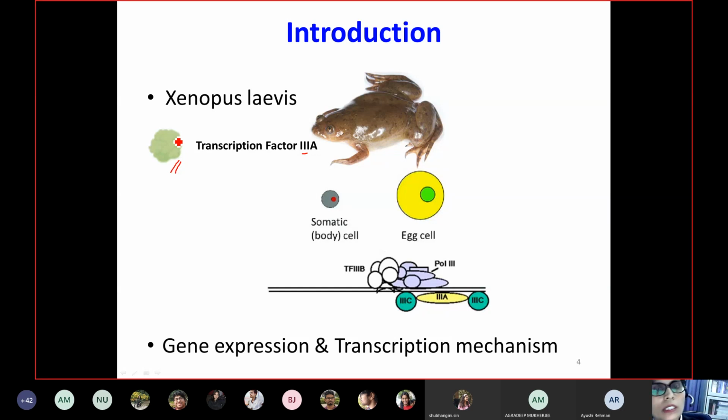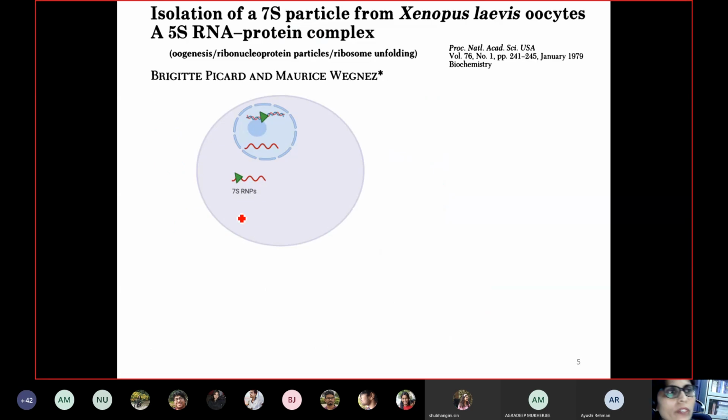Before this transcription, we have seen that you have 5S DNA and there is some factor. This is the transcription factor which is binding to the 5S gene. This is what we saw in the last lecture. Okay, so now moving further. What I have depicted here is your transcription factor in green, and what you see here is probably 5S DNA. You can assume that this is 5S DNA.